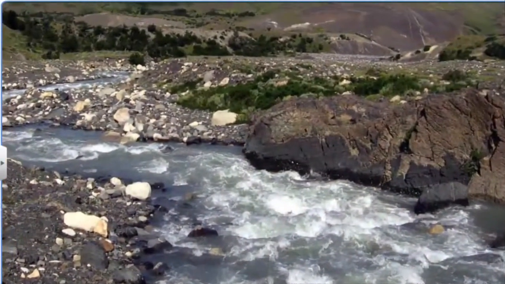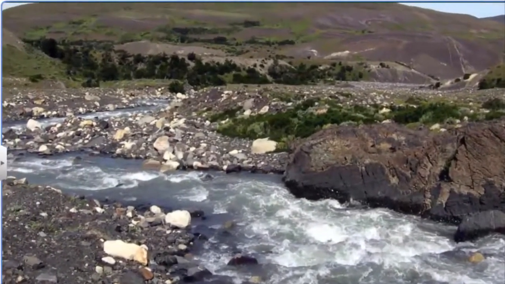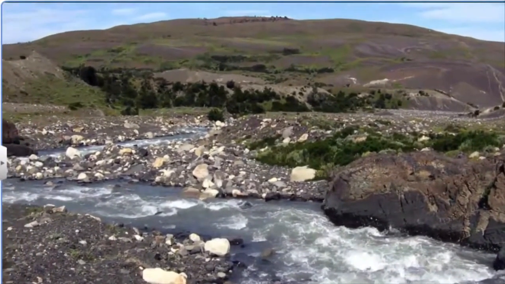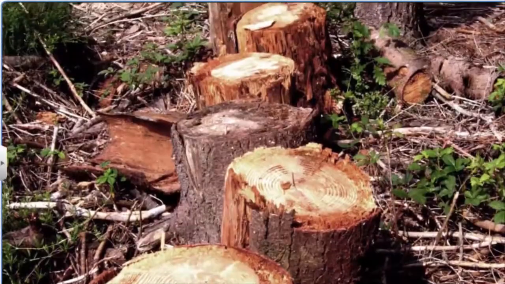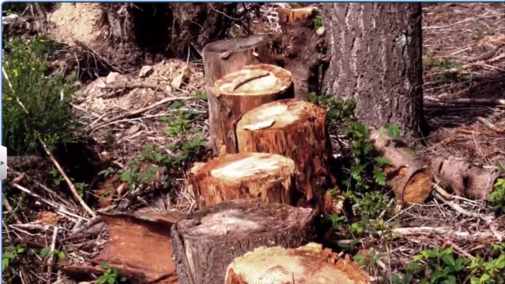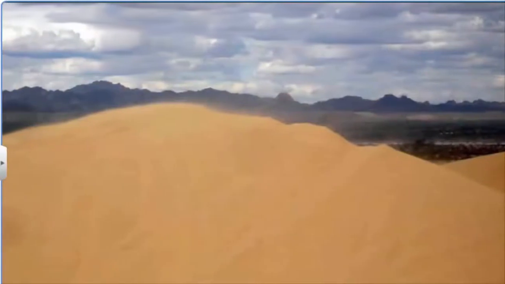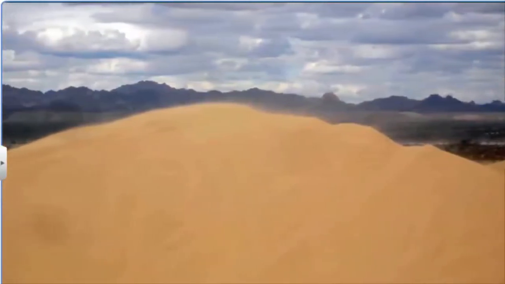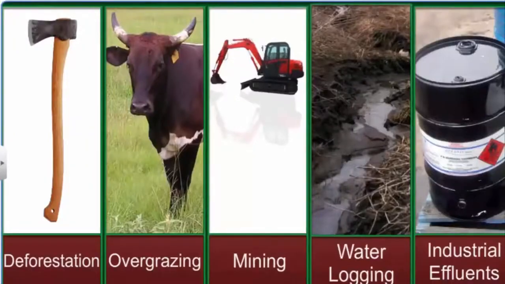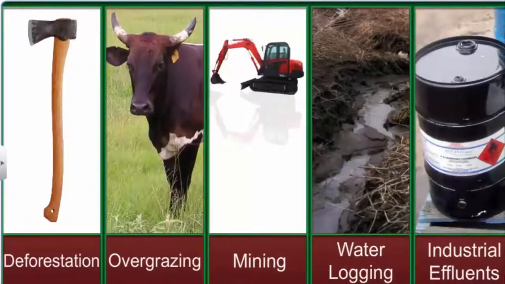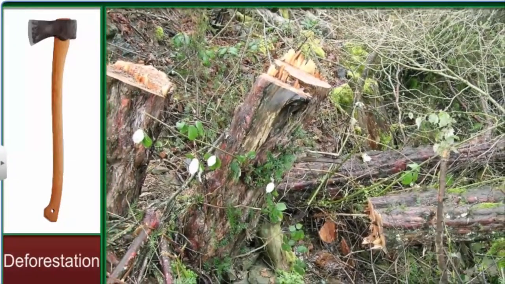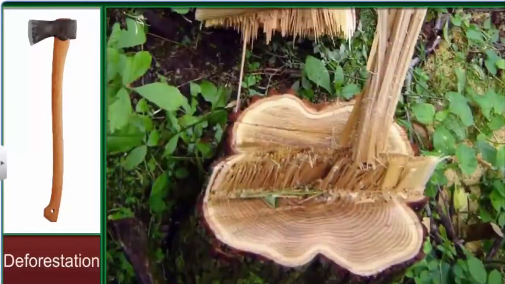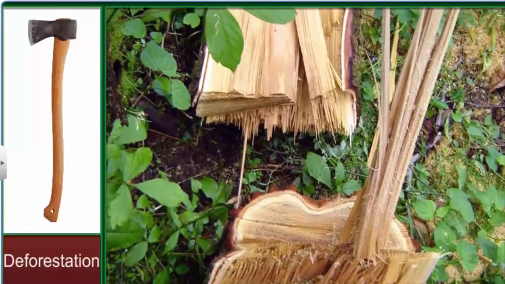Natural agents like wind and water constantly keep eroding and degrading land. However, human activity has contributed to and increased the pace of this natural land degradation. Here are the main factors contributing to land degradation in India. Deforestation removes the green cover required to protect land from soil erosion by wind and water, and thus contributes to land degradation.